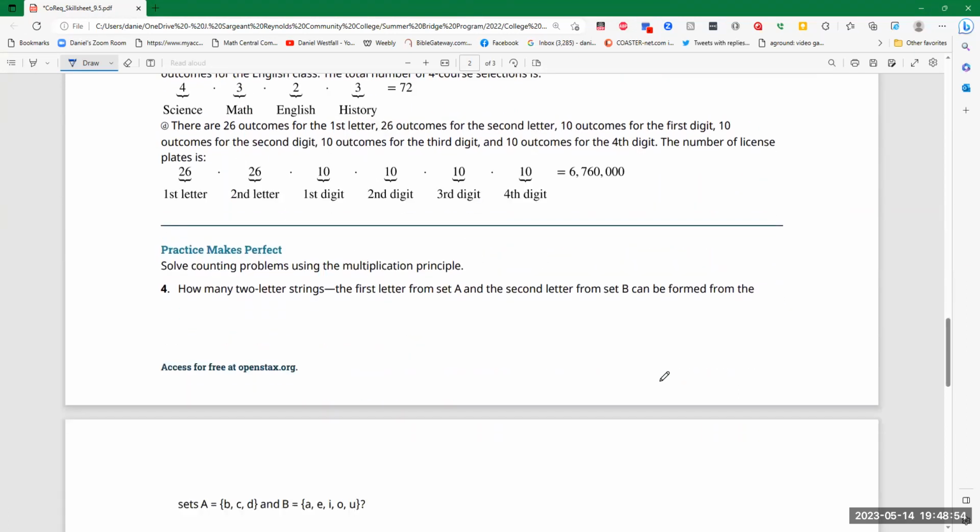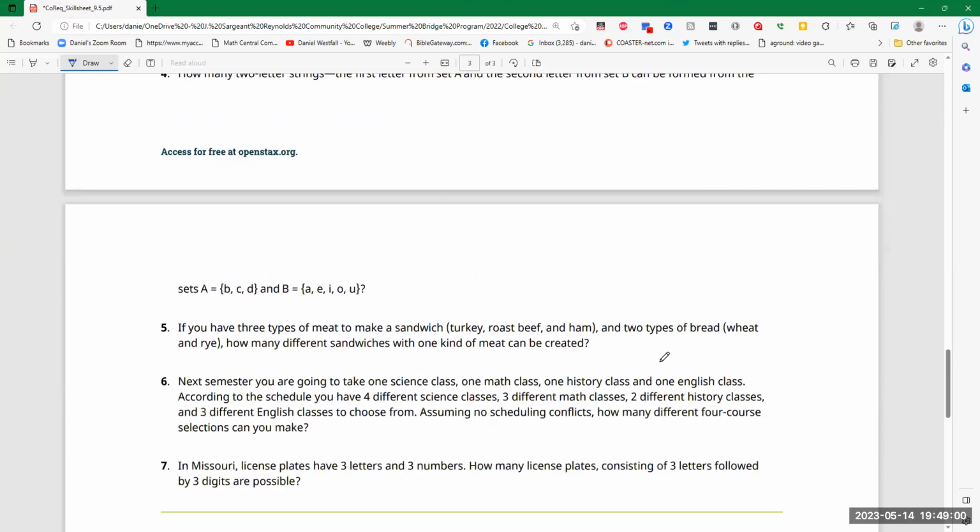So how many 2-letter strings, the first from set A and the second from set B, can be formed from the sets B, C, D, and then the set A, E, I, O, U? So we have 3 times 5 is 15. There's 15 2-letter words that can be made there.